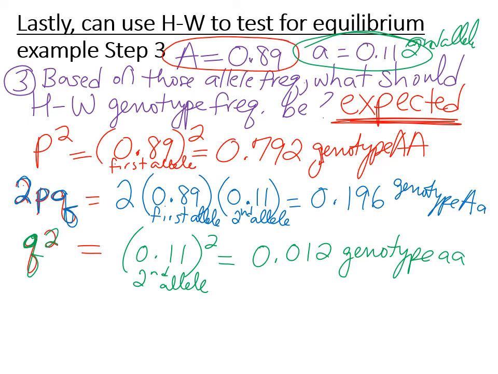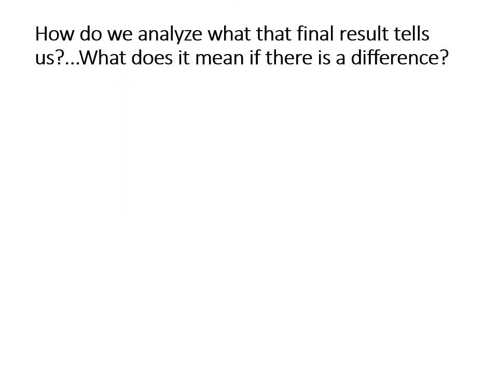Then our last step is to actually analyze what these results just told us. So how do we analyze what the final results tell us? What does it mean if there's a difference? Well, we just calculated expected frequencies. And when we did a previous lesson way back in the past, I'm not going to say what it was because that's what you're going to tell me in a minute in the Remind app. But whenever you mentioned expected something, you then compared it to observed of something, right?